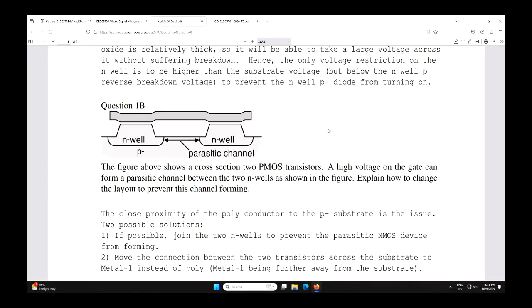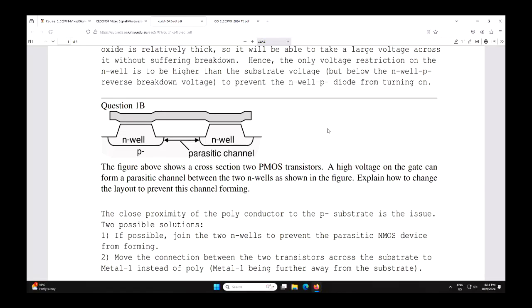So when I say this is a possible solution, that you join the two wells, this is assuming that these two wells are at the same potential, and that's okay. But that's a big assumption. Also, the larger area would take up more capacitance. You would increase that capacitance, yes.